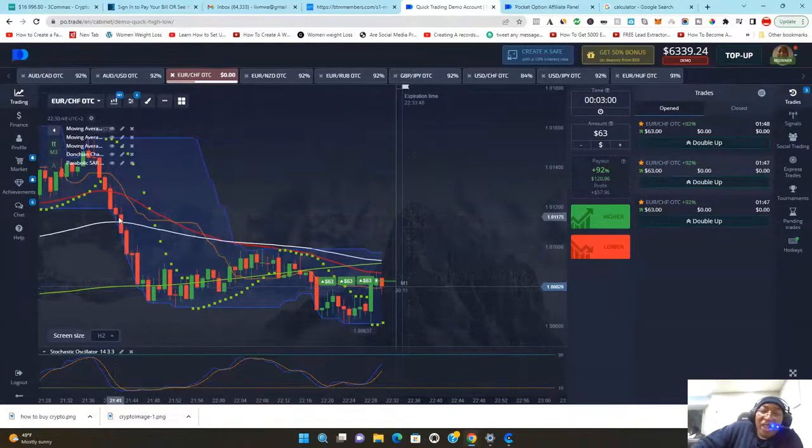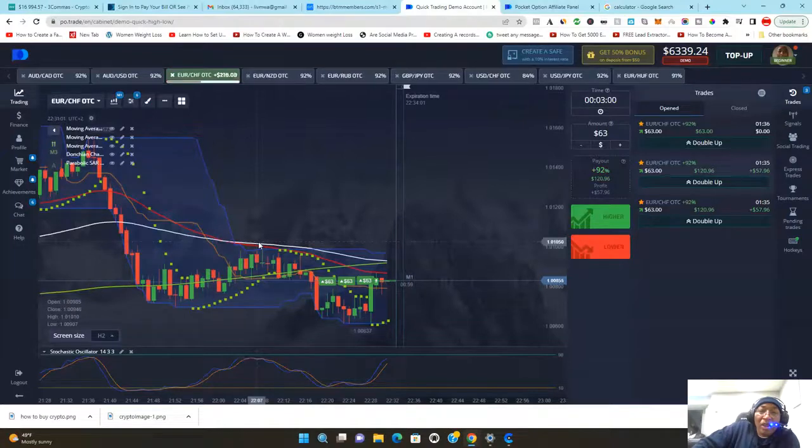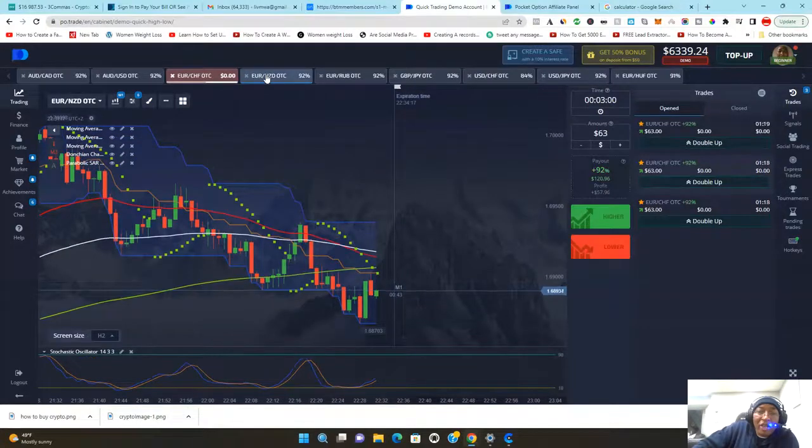I'm trading the OTCs, guys, and they're very volatile. Because you're trading against the broker, sometimes the broker will not allow you to win. But let's see what happens. Okay, it's going up, so we are already in the money, guys. It's going up, it's going down, it's going up. We'll come back in a minute and take a look at it.